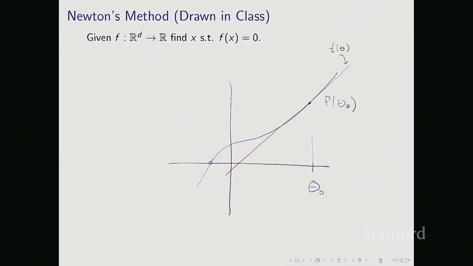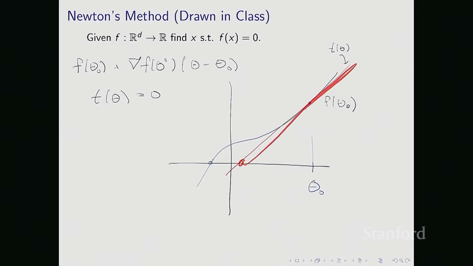Well, it's the Taylor approximation, right? So it is f of theta 0, because that's this point here, plus the gradient of f at theta 0 times theta minus theta 0. Okay? This is the Taylor approximation. And then what I want to do is set this so that t of theta is equal to 0. So I want to move up and down this line and get its guess of 0. Okay? I can't figure out where f is, I only have this local information. This is my best local guess.